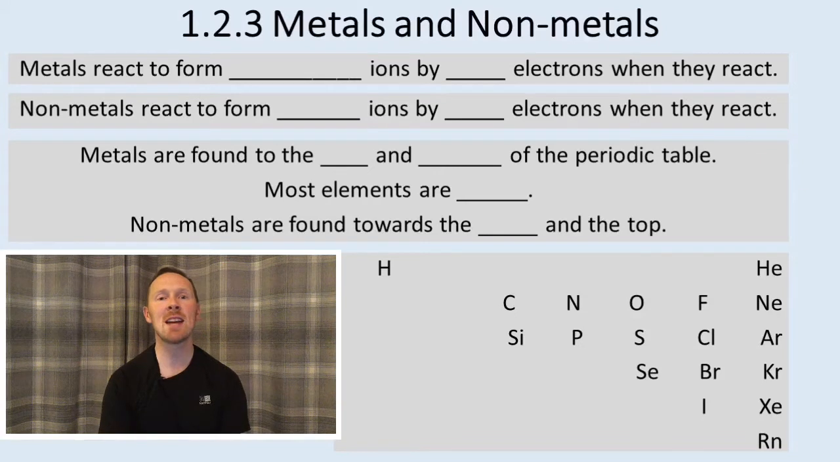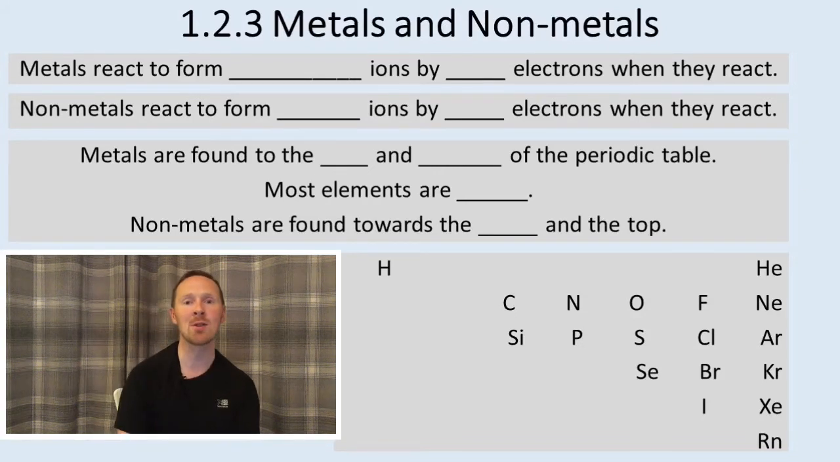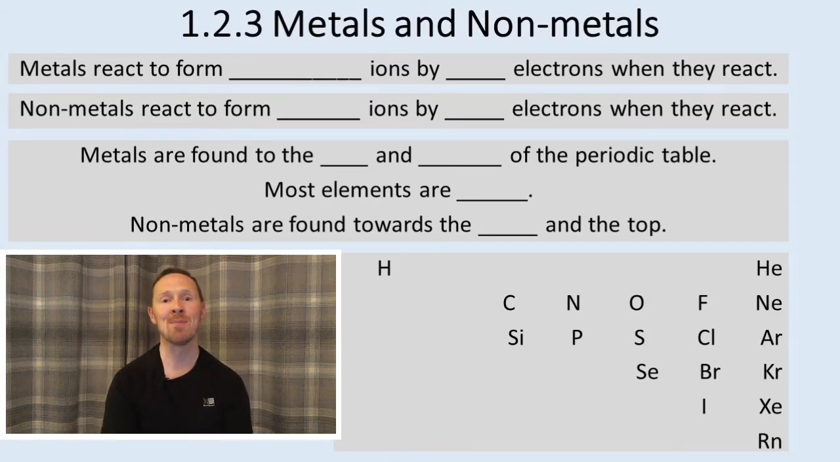Make sure you can identify in the periodic table where the metals are and where the non-metals are. And make sure you can understand the difference in terms of the chemistry, where metals lose electrons to form positive ions and non-metals gain electrons to form negative ions.